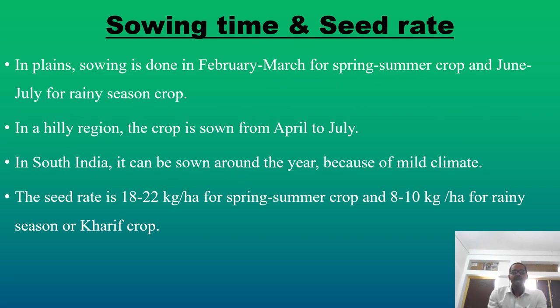Now coming to the sowing time and seed rate of okra. The sowing time of okra in North Indian plains can be done in two seasons: the summer spring crop, where sowing is done in February to March, and the rainy season crop, where sowing is done in June and July. In hilly areas, the crop is sown mainly between April to July. But in South Indian climatic conditions, where the climate is mild, it can be grown around the year.